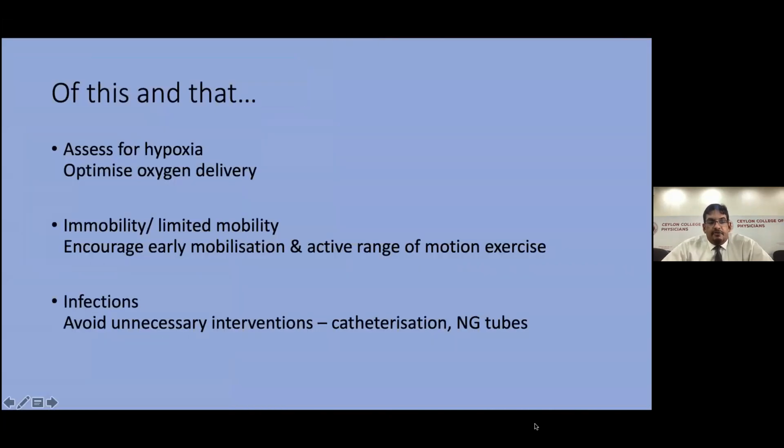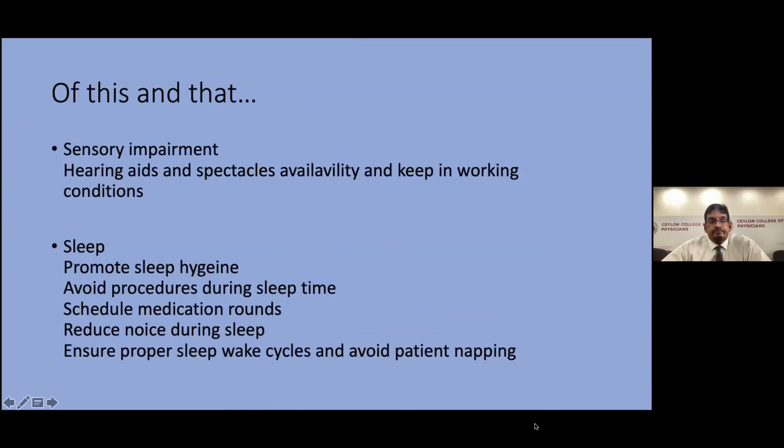Look out for hypoxia, improve the oxygen delivery. Make sure that the patient is back on her feet. Early mobilization and active motion is important. Infections need to be addressed, with judicious use of antibiotics or any other ancillary treatment. Avoid unnecessary interventions like catheterization, NG tubes, etc. If the patient is having problems with sensory inputs like hearing problems or vision, hearing aids, spectacles, sometimes there may be impacted wax. So those need to be addressed too.